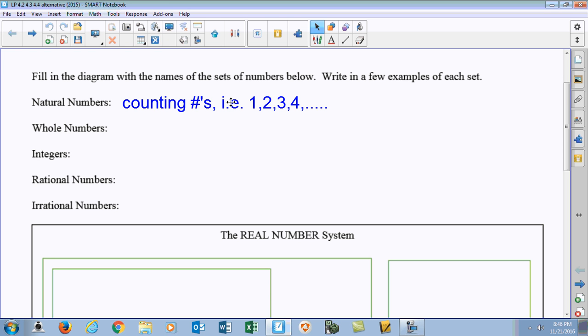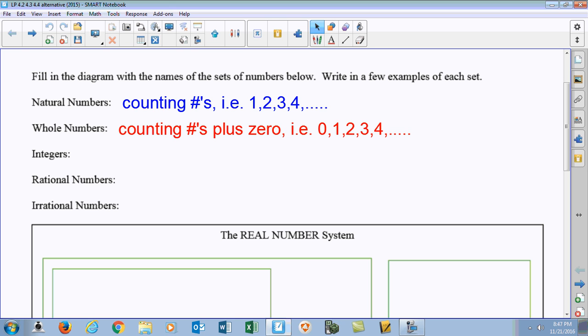The next one is the whole numbers. The whole numbers is pretty much the natural numbers with zero. So your counting numbers plus zero. So now you include 0, 1, 2, 3, 4, 5, 6, and so on. So that's the biggest difference going from natural to whole. Zero's in there.